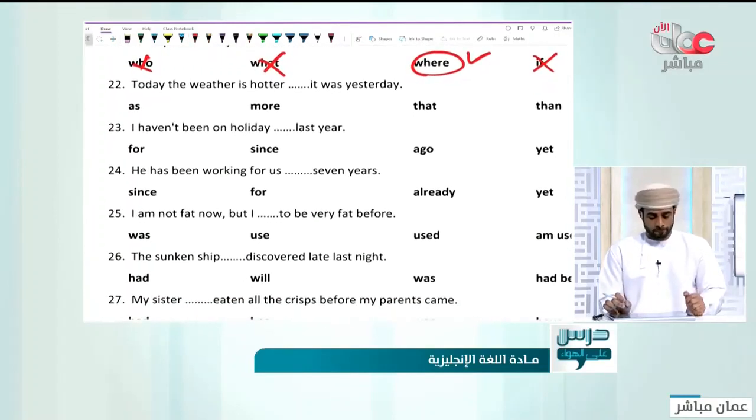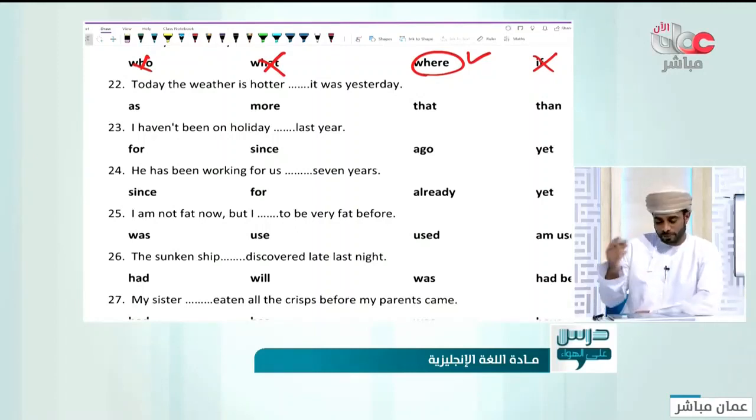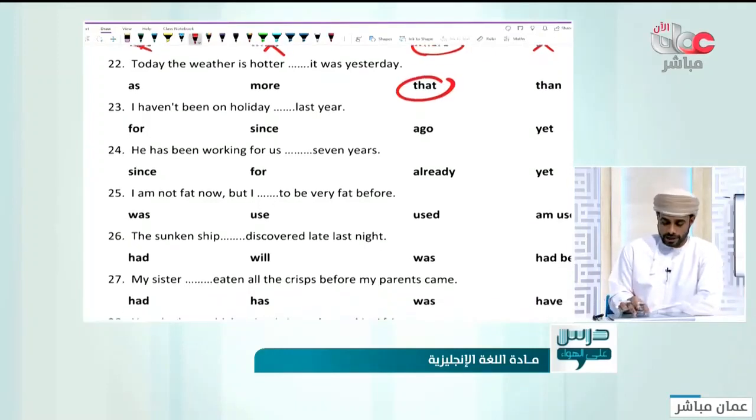22. Today, the weather is hotter. It was yesterday, of course, hotter than. Comparative adjectives.